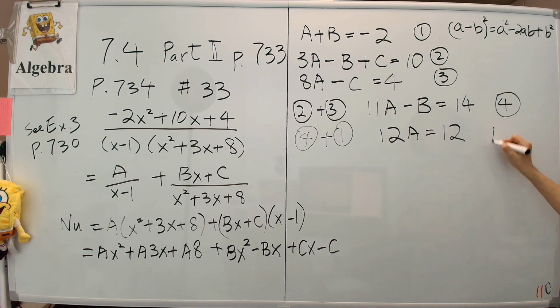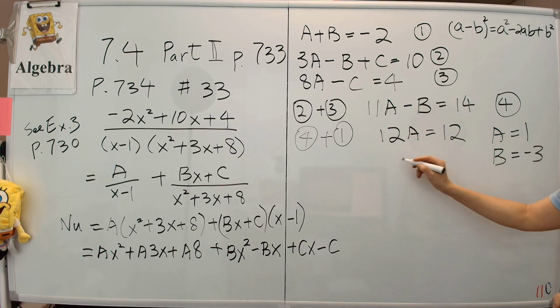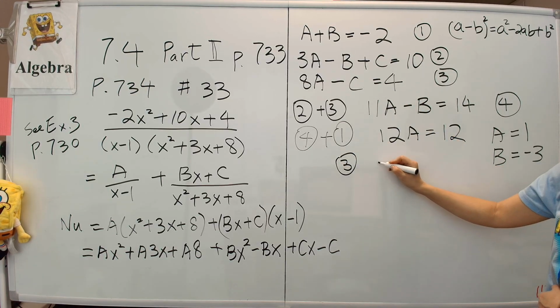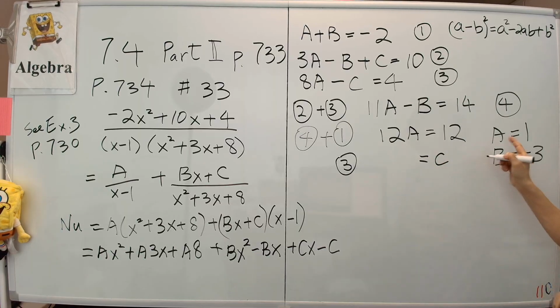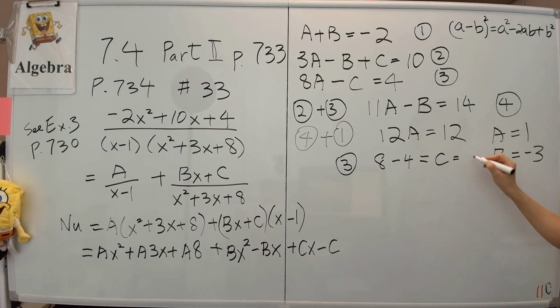Anyway, so then a equals 1, that's good. And what's b? 1 plus b is negative 2, so b is minus 3. Then c, from equation 3, we can calculate by putting c on the other side of the equation. So 8a, that's 8, minus 4 equals c, which means c equals 4. So that should be it.